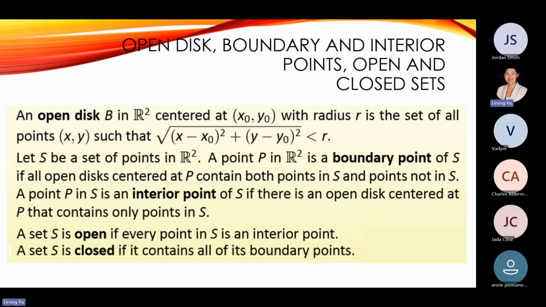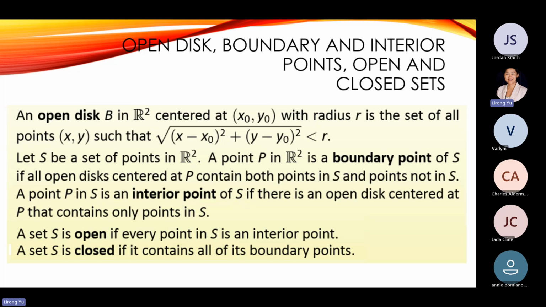Then let's talk about a random set. So S is a set of points in the two-dimensional space R2. A point P in R2 is a boundary point of S if all open disks centered at P contain both points in S and points not in S.